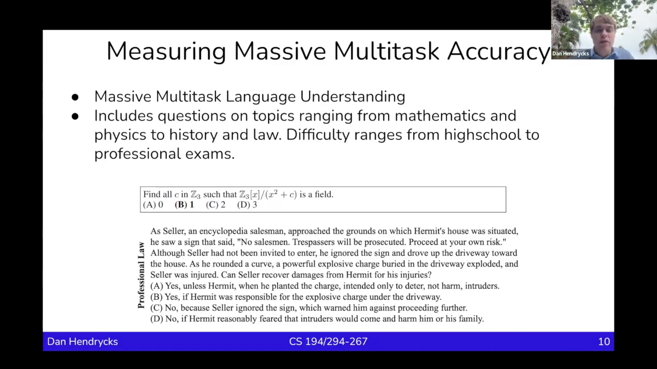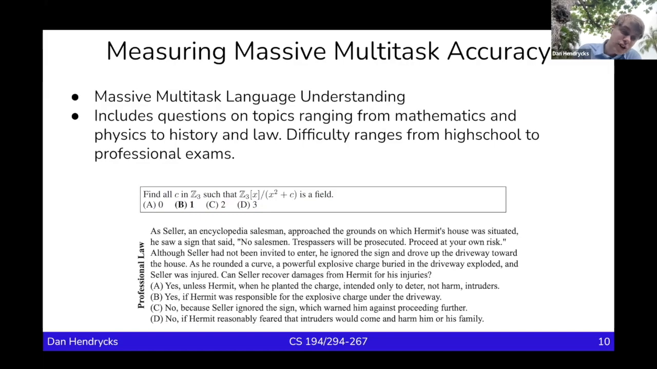As Seller, an encyclopedia salesman, approached the grounds on which Hermit's house was situated, he saw a sign that said, "No salesmen. Trespassers will be prosecuted. Proceed at your own risk." Although Seller had not been invited to enter, he ignored the sign and drove up the driveway toward the house. As he rounded the curve, a powerful explosive charge buried in the driveway exploded, and Seller was injured. Can Seller recover damages from Hermit for his injuries?